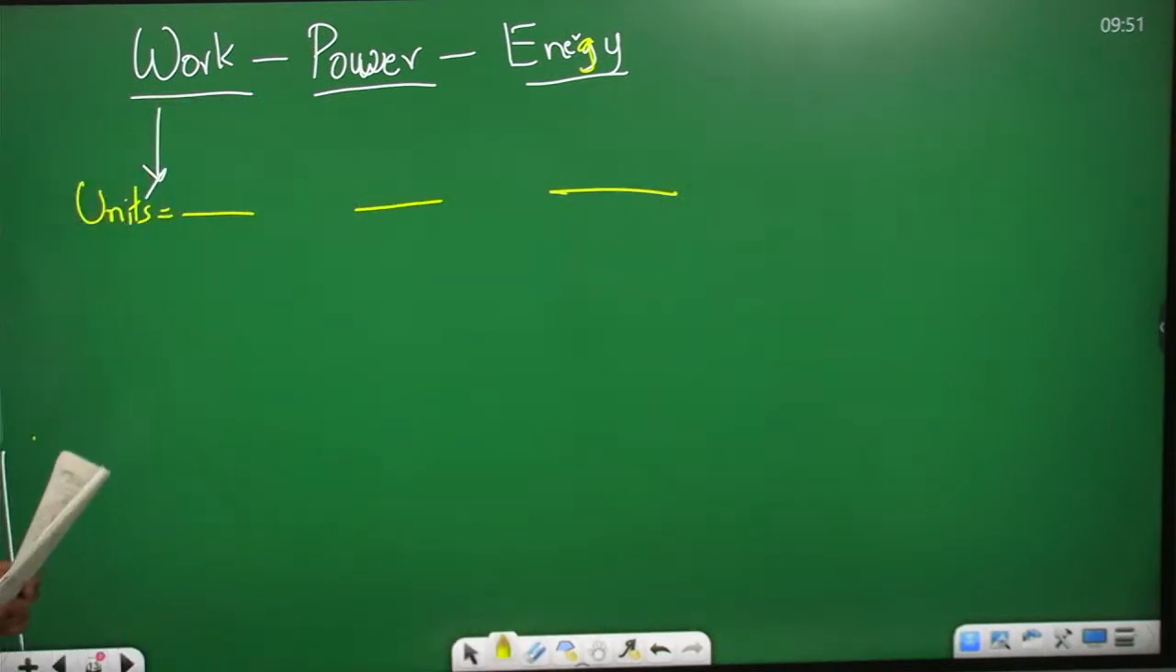What are units of work? Let us start with this basic fundamental. What are the units of work? Okay, we have Pranav saying that total energy is equal to kinetic energy plus potential energy. Still, what are units of work, power and energy?